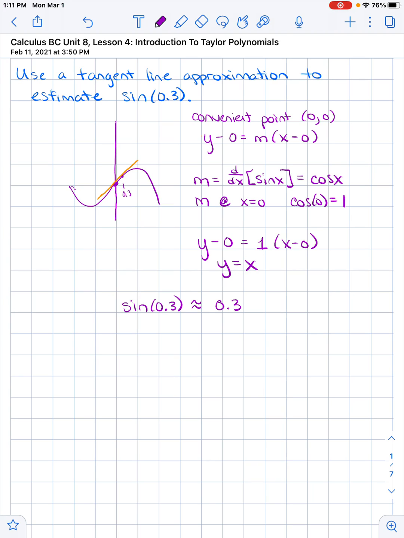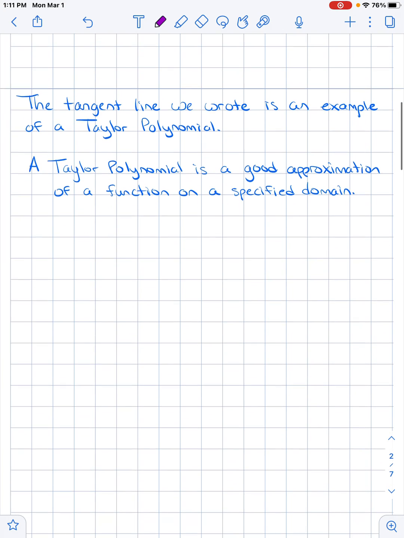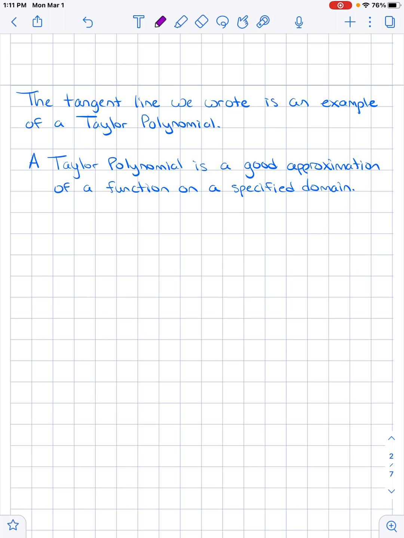So what we've done in the past is what's called a Taylor polynomial. So let's go here. The tangent line we wrote is an example of a Taylor polynomial. A Taylor polynomial is a good approximation of a function on a specified domain. So that means this line that we drew is not a good fit for sine x everywhere. It's good on a small domain.